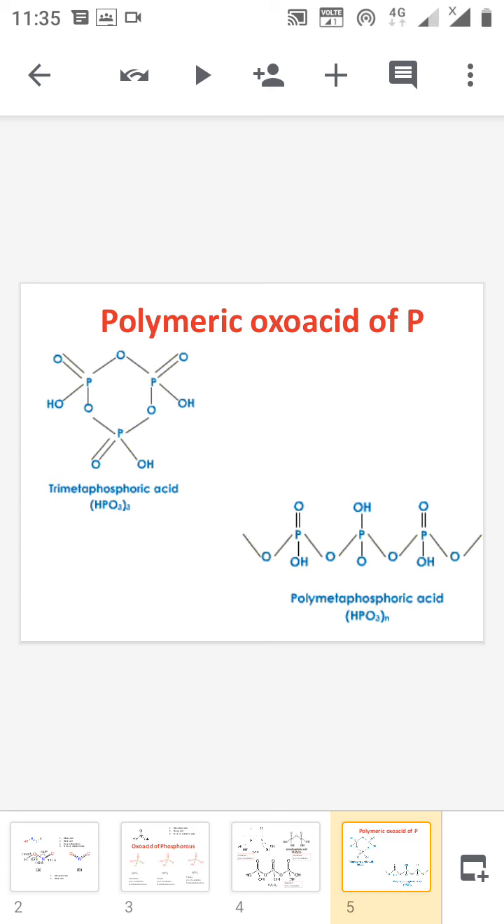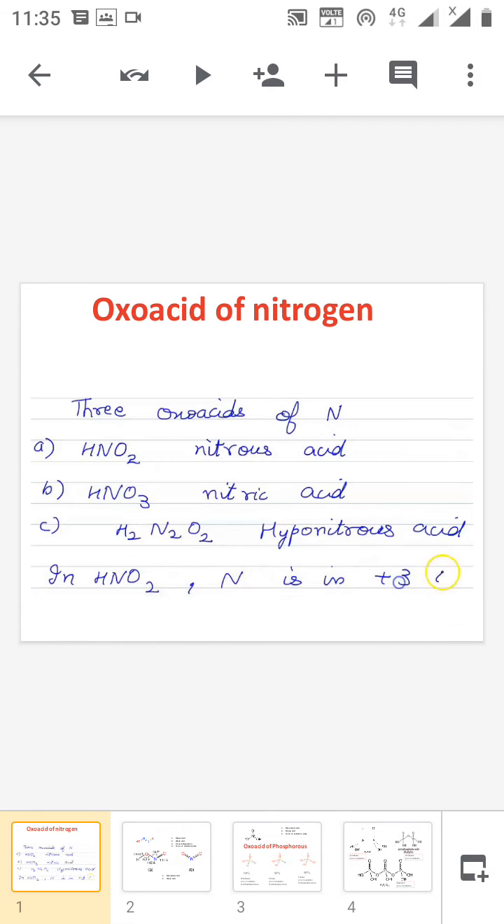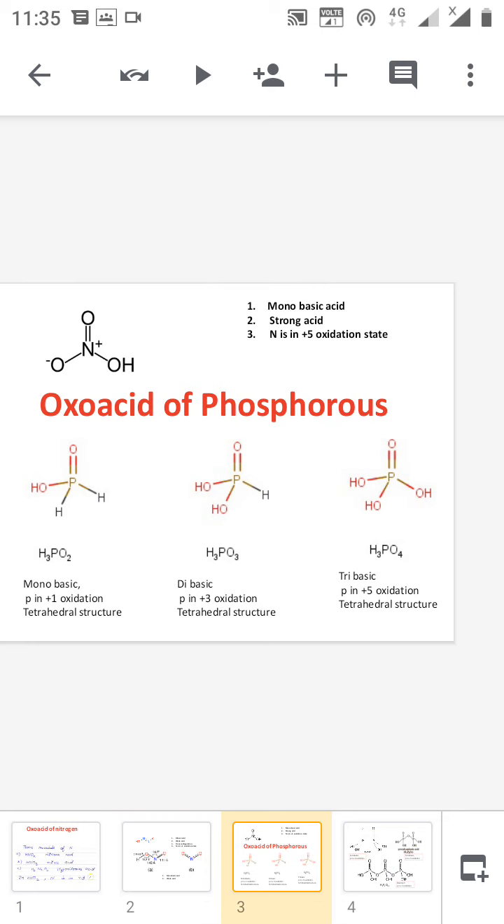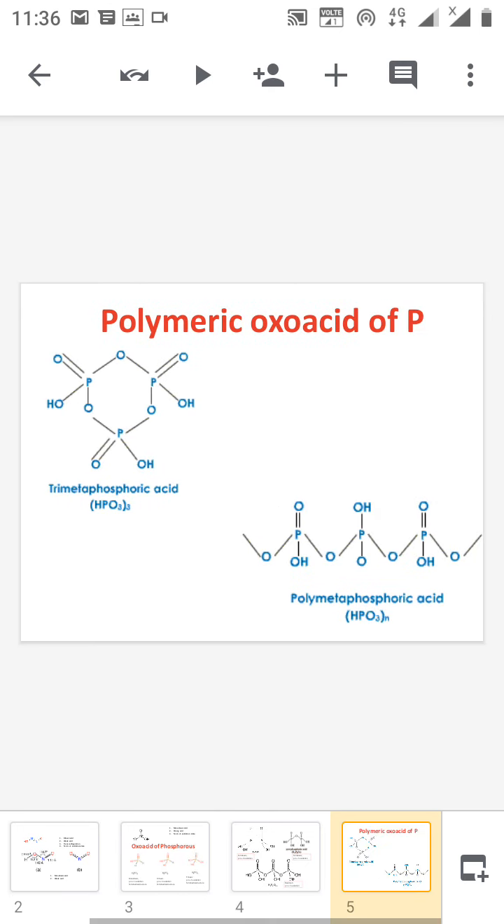These are the oxyacids of phosphorus and nitrogen. For nitrogen, only three oxyacids are present: HNO2, HNO3 and H2N2O2. And for phosphorus, there are three different categories. The first one is H3PO n, where we add oxygen. The second category is H4P2On. Then the third category is the polymeric oxyacids of phosphorus.